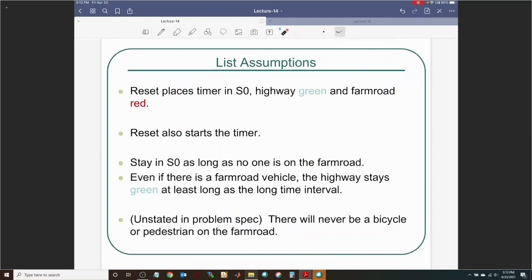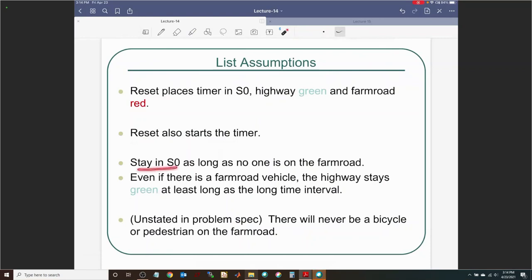What happens when you reset? What happens when the system starts, is the reset also starting the timer? So these kinds of things, state them. So the first assumption: reset is going to place the system in S0. That's when the highway is green and the farm road is red. So we are already doing the same thing that Andrew has suggested. Let's make this our start state. Reset also starts the timer, which means it's going to control the short timer and the long timer as well.